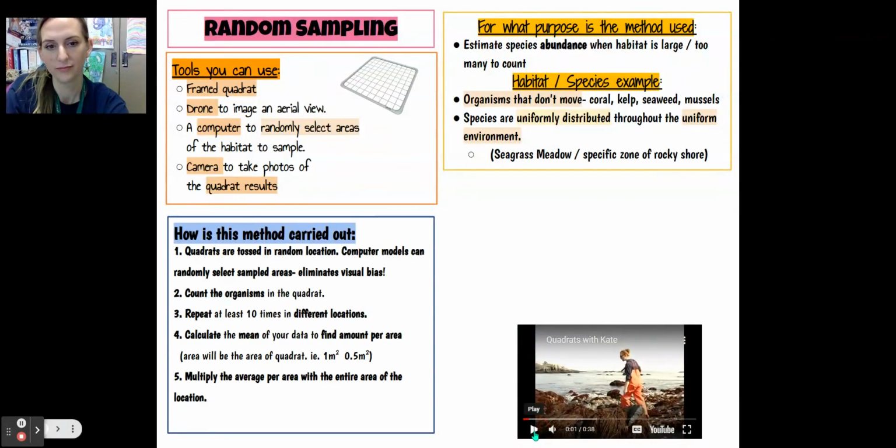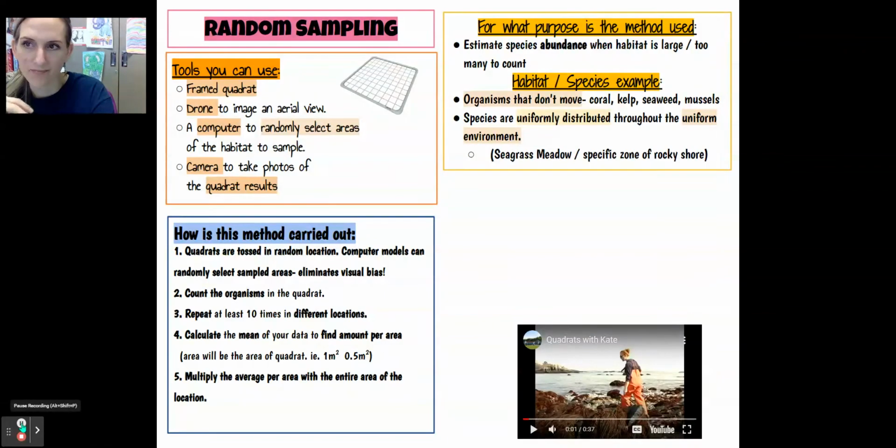A quadrat. Okay, and I'm going to start my first period. Okay, I'm back. Just did a couple hours of classes.